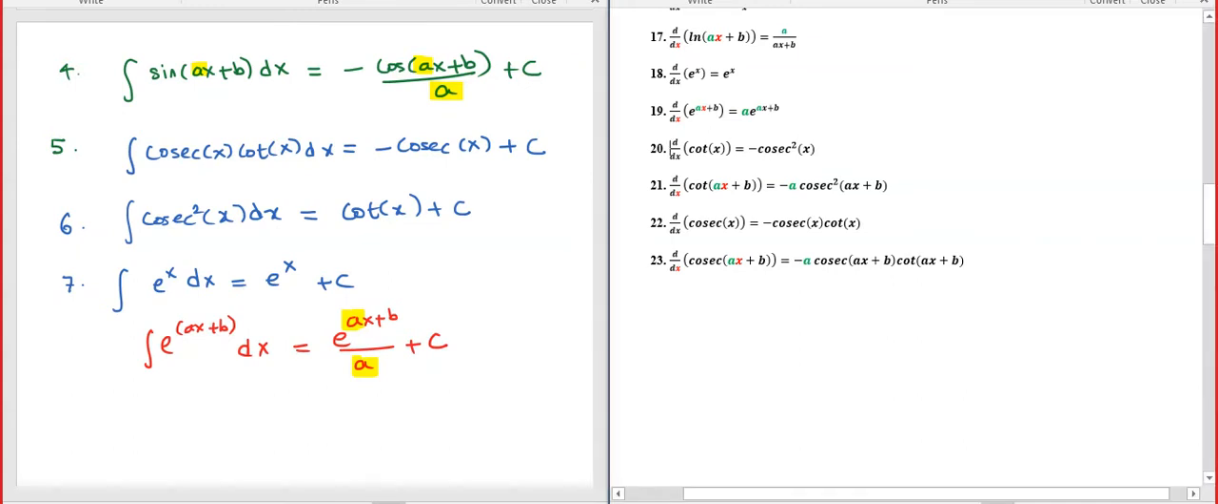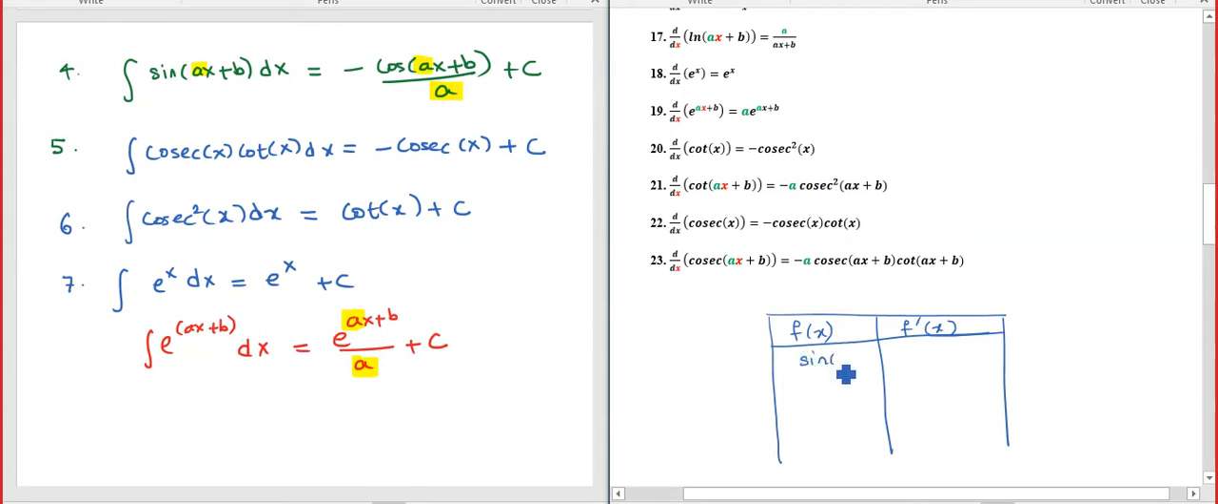Now, to make it easier, if you are not able to follow like this, you can prepare a table, where in the first column you will write the function f of x, and in the second column you write the derivative of the function f of x. So suppose if it is sine x, derivative is cosine x. If it is cos x, derivative is minus sine x.